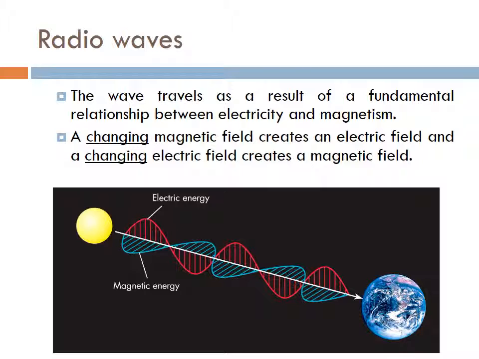A changing magnetic field creates an electric current, and a changing electric field creates a magnetic current. So an electromagnetic wave has these two fields orthogonal to each other, and both are orthogonal to the direction of transmission, as illustrated in the following figure.